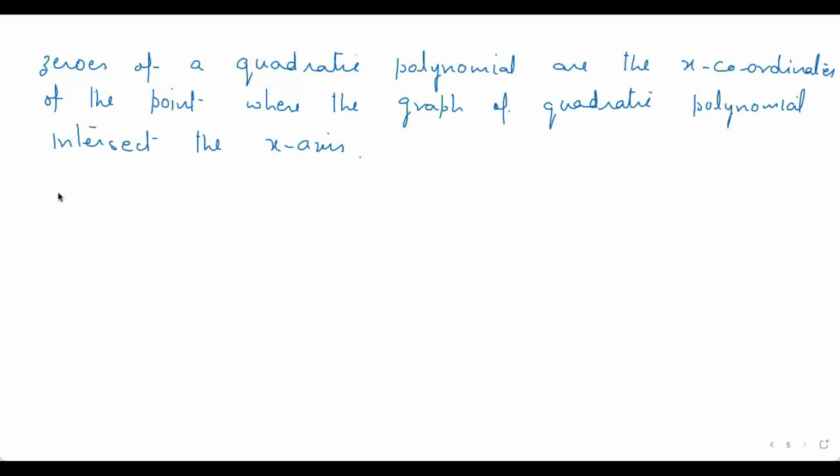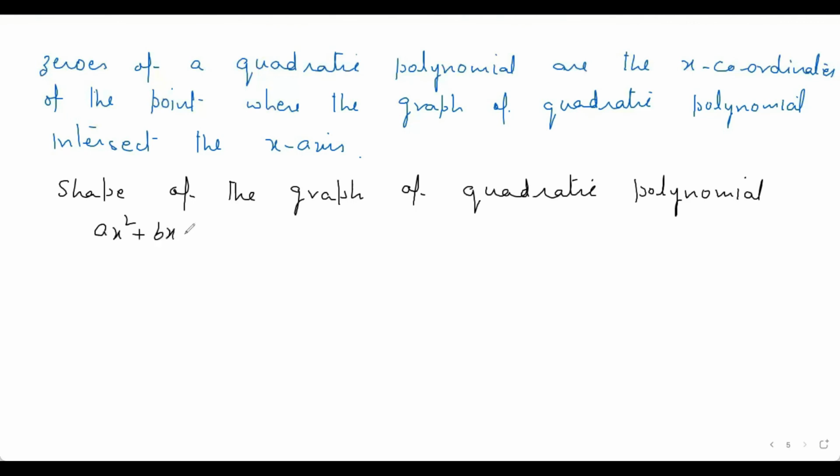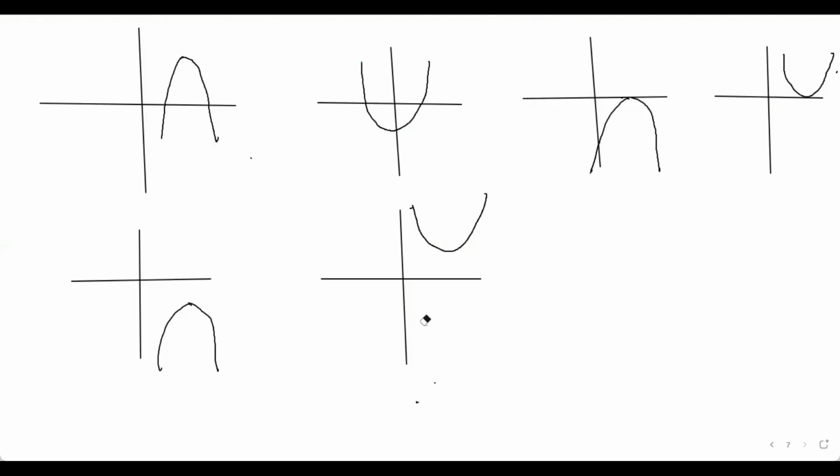I'm going to draw the shape of the graph of the quadratic polynomial y is equal to ax square plus bx plus c. There are 3 cases. On the next page, I'll draw the shape of the graph of the quadratic polynomial. So I have made the rough shape of these parabolas. Here, this parabola intersects the x-axis at 2 points, so it has 2 zeros. Here again, it intersects the x-axis at 2 points, so it has 2 zeros.